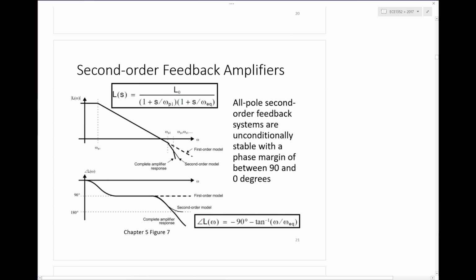Now, if we've got a second order feedback amplifier, this is the more practical case that we're going to spend a little bit more time working with. A second order transfer function in general can have a second order numerator, but for our purposes, we're considering only the all pole case, which means the second order system has 2 poles, no zero. Moreover, we're focusing on the case where both those poles are real valued.